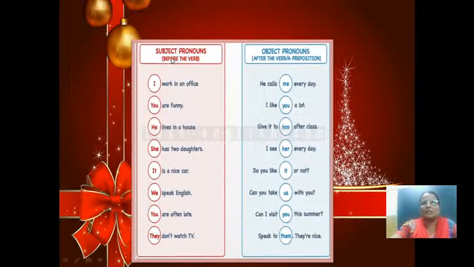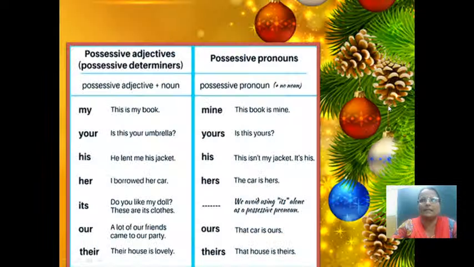And we had a discussion about the subject pronoun and the object pronoun, and I read all these sentences for you in the last class, and I told you the subject pronoun appears before the verb and object pronoun appears after the verb or a preposition. So we have discussed this in the last class. So let's see what is there in the next slide for you.